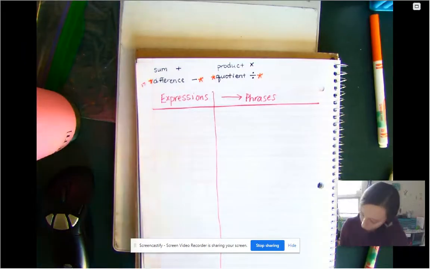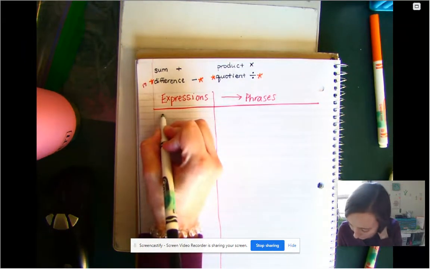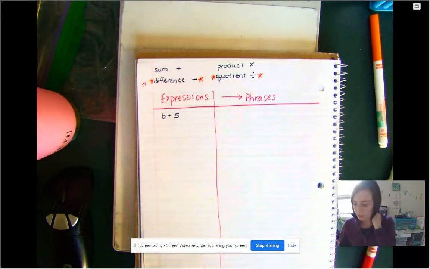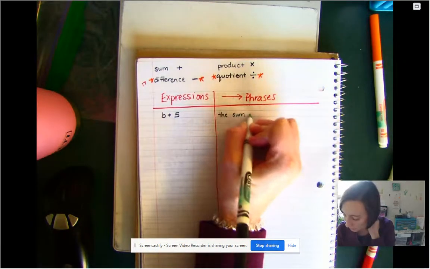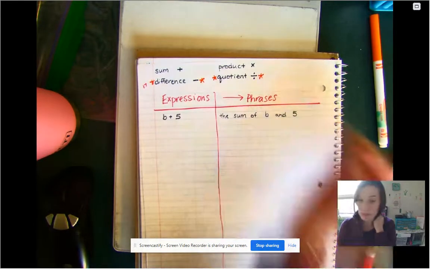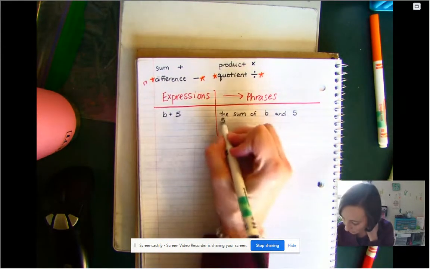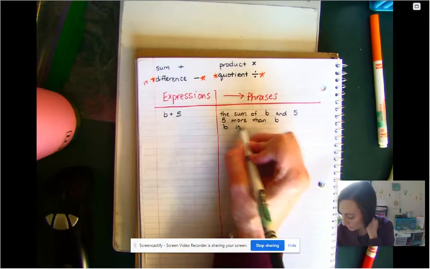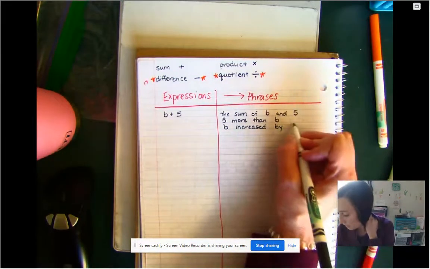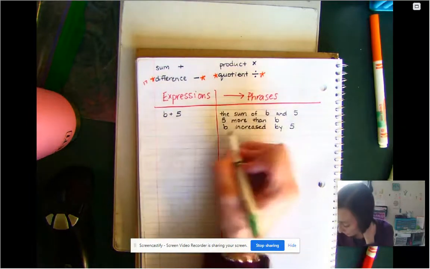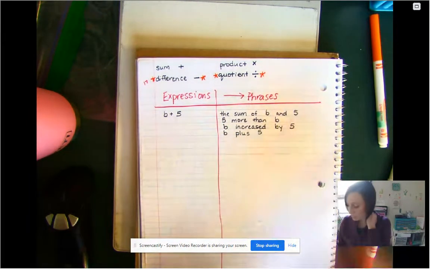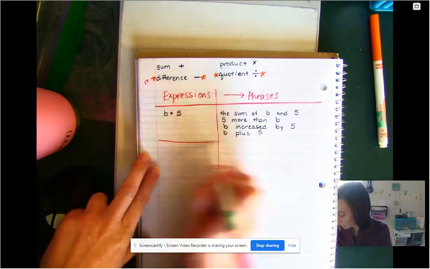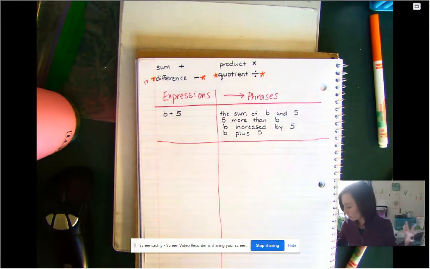So as an example, if you saw the expression b plus 5, there are a lot of ways you could write that. So some examples, you could say the sum of b and 5. You could also say the sum of 5 and b. Just order doesn't matter. You could say 5 more than b. You could say b increased by 5. You could say 5 plus b, or b plus 5. Okay, so if you know how to do the other one, you should know how to do this, but for whatever reason, kids see that they have to write words and they freak out. So we're just taking a second to practice it.